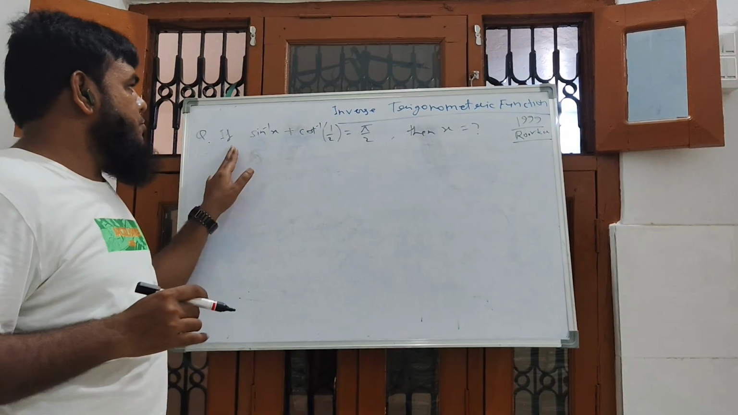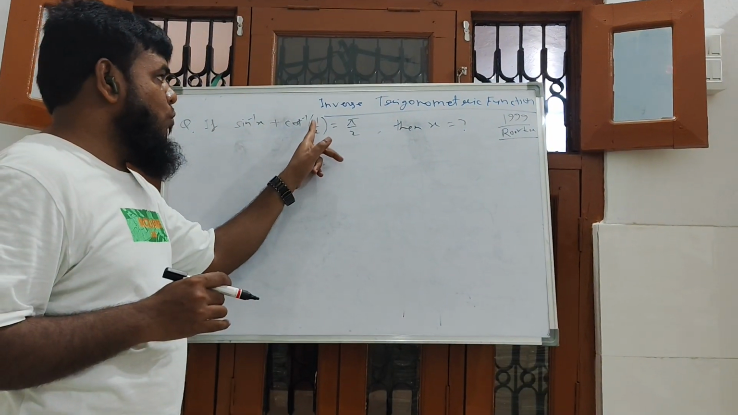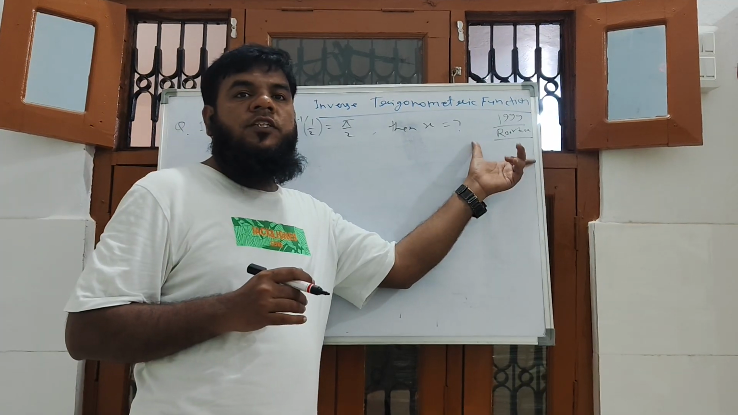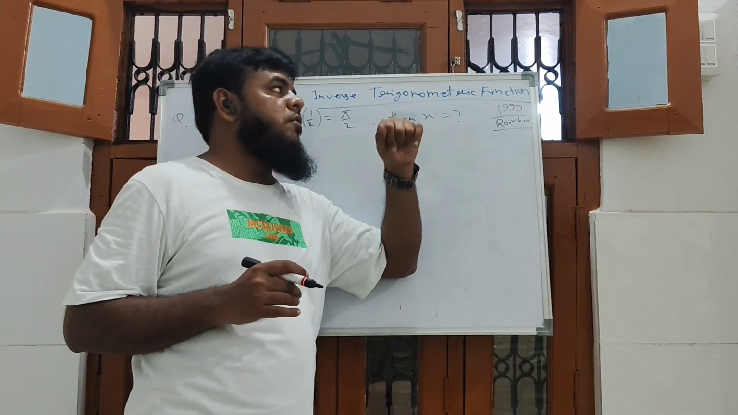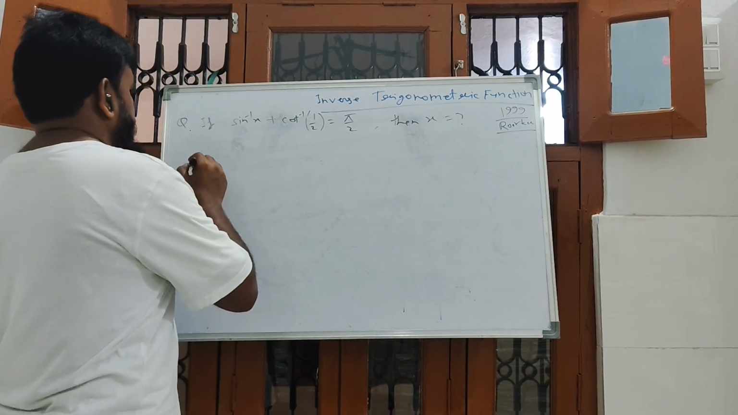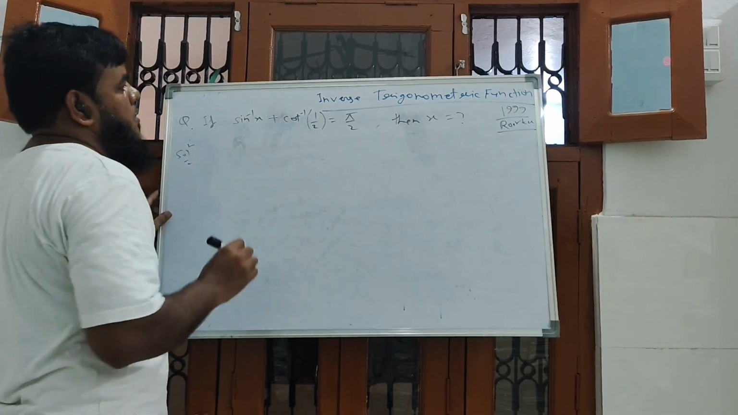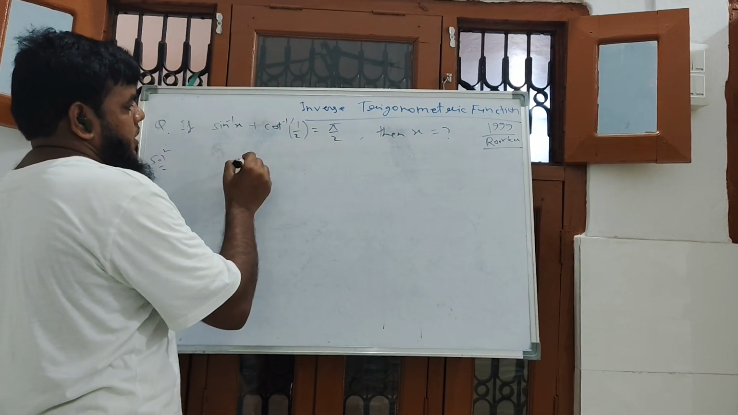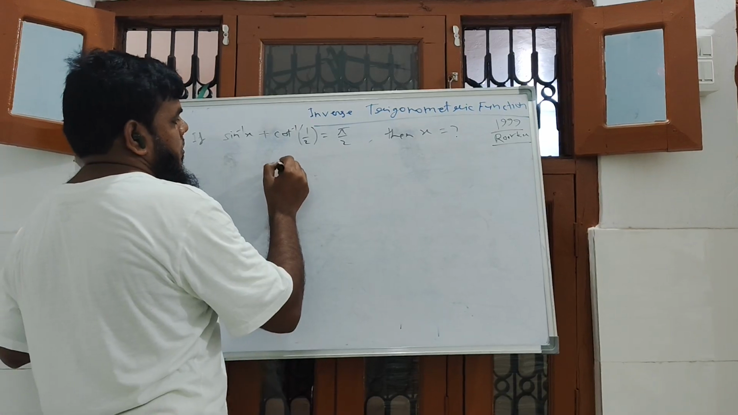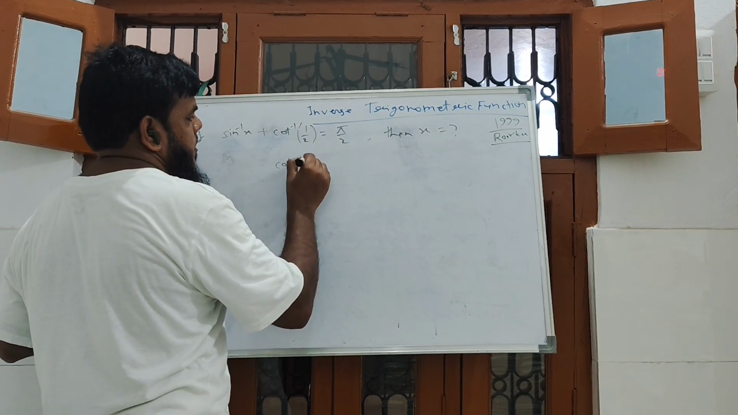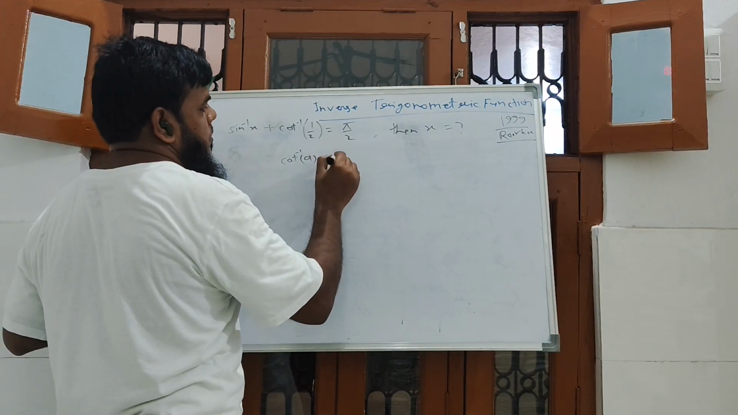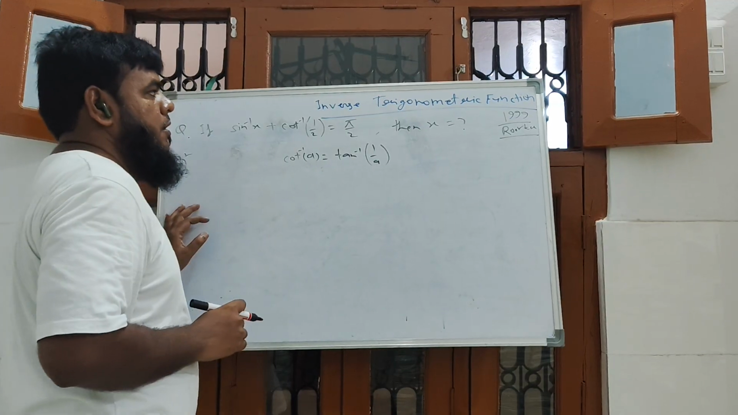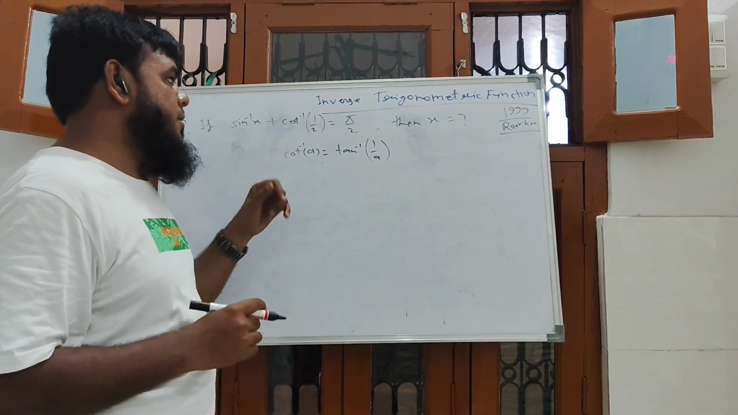Let's see, guys: if sine inverse x plus cot inverse 1 by 2 equals pi by 2, then find the value of x. This question was asked in IIT Roorkee. So we have to solve this question. How to solve? We can use the identity cot inverse a equals tan inverse 1 upon a.